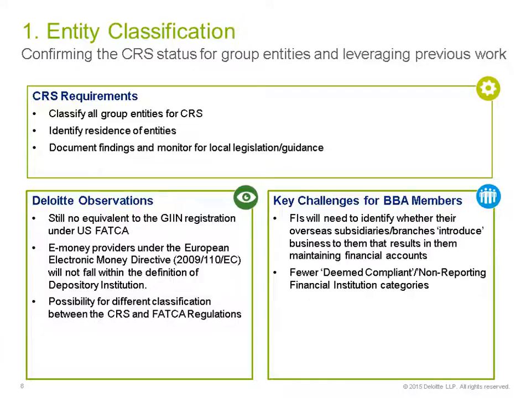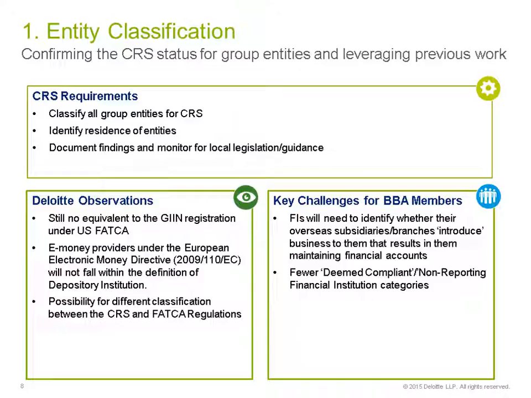So firstly, around entity classification. Many of you will hopefully be familiar with the FATCA classifications that you had with respect to depository, custodial, investment entity and specified insurance company definitions. Broadly, those map across to CRS. There is a slight change that the holding company and treasury centre definition has been clarified in the CRS guidance, and that states that that is no longer a category of financial institution under CRS and also under FATCA.